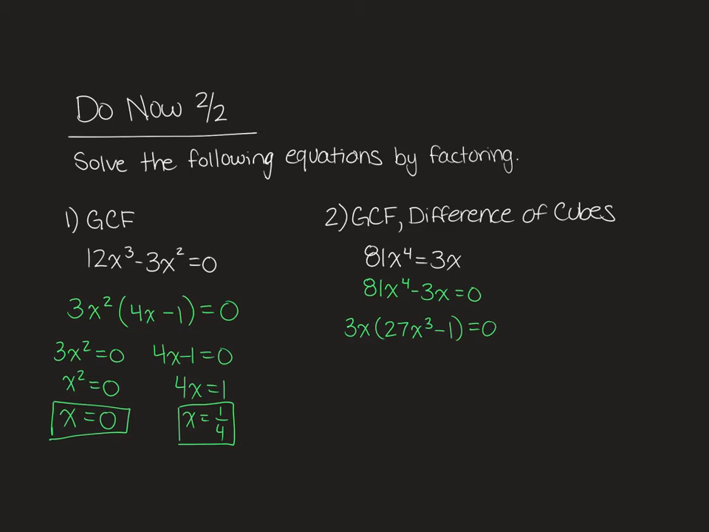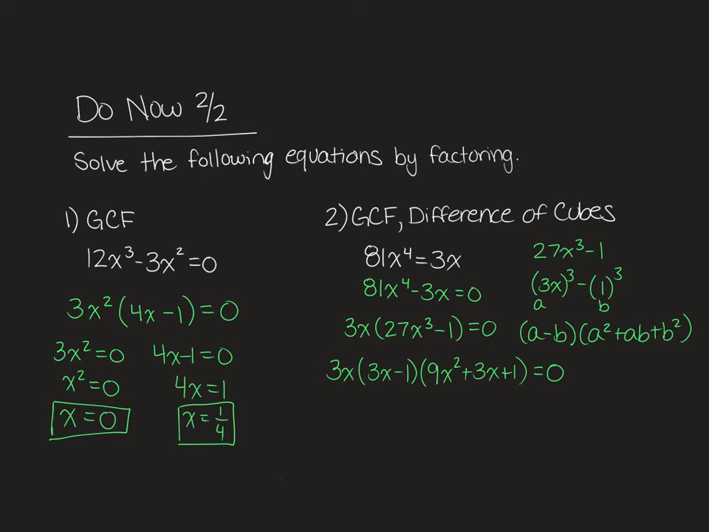So we're not done factoring yet, so this 27x cubed minus 1 is a difference of cubes. So 27x cubed is the same as saying 3x, all of it cubed, and then minus 1 cubed. So your 3x is your A, and then the 1 is your B. So if you remember your rule for difference of cubes, it's A minus B times A squared plus AB plus B squared. Okay, so that is your factored form.